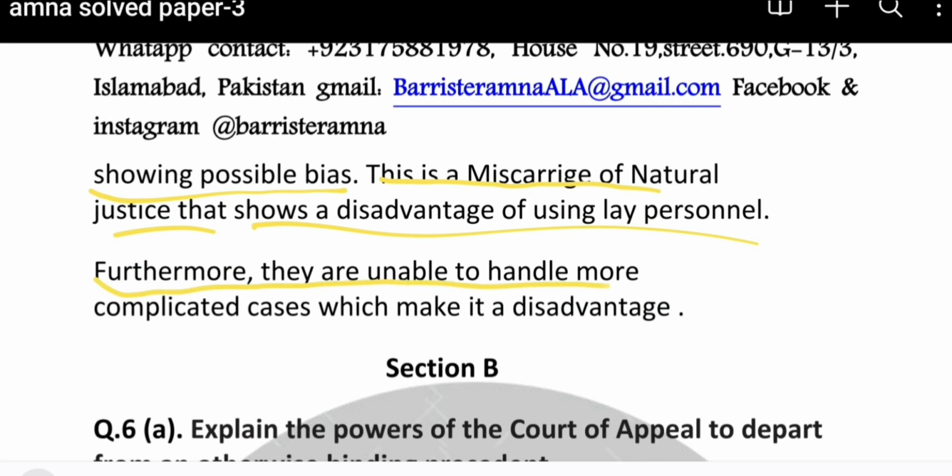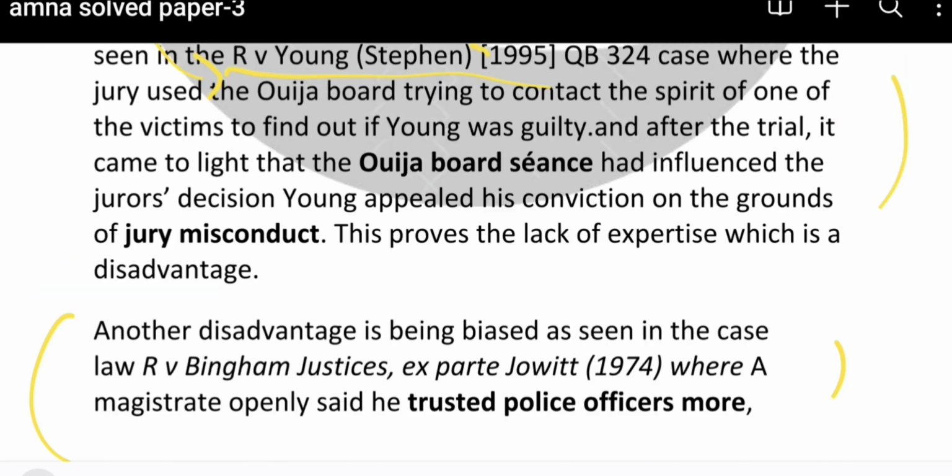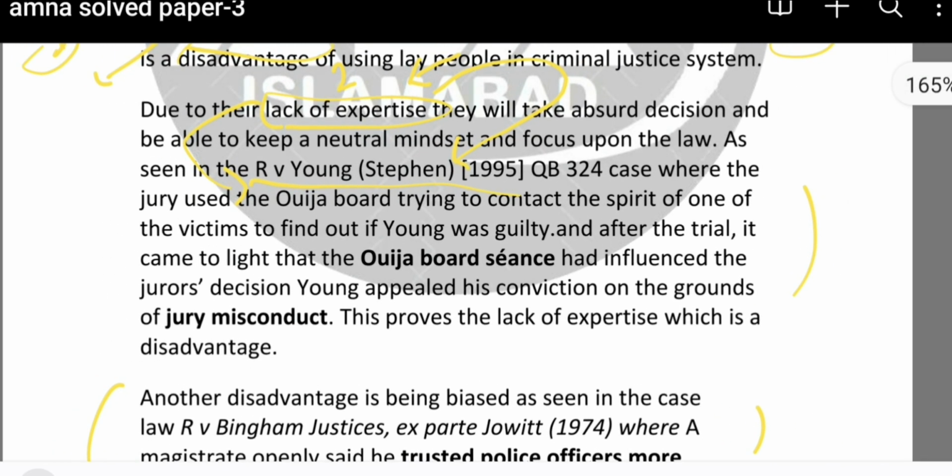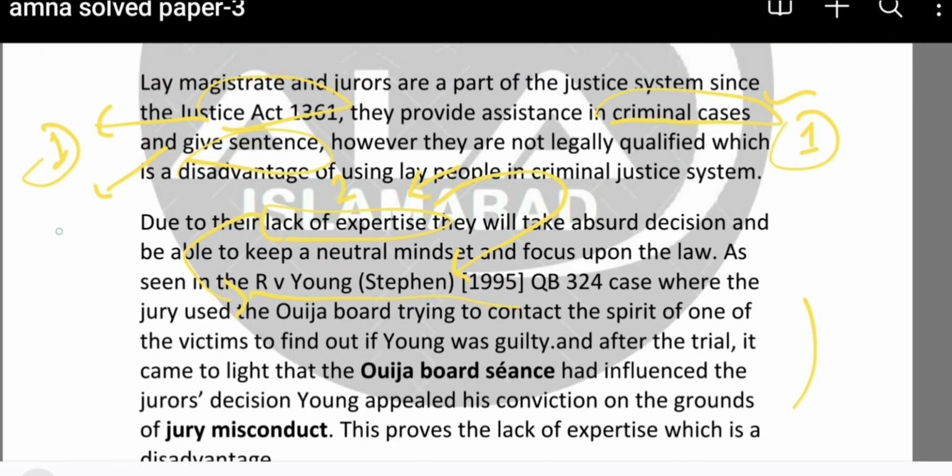Furthermore, they are unable to handle more complicated cases, which makes it a disadvantage. So basically, in the last line you can say that these lay magistrates cannot deal with more complicated cases. So this is also another disadvantage you can write. I only added 2 cases. If you want to boost your answer, you can add more than 2, but I think 2 cases are enough to get full marks.